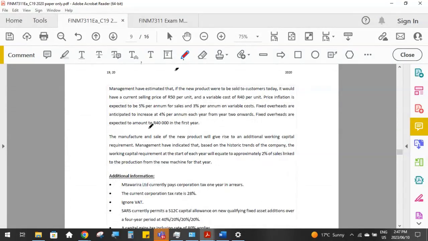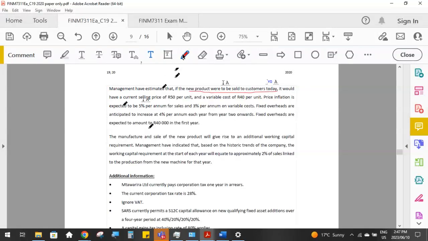And here again, you've got to read the language very carefully. Remember, in terms of year 0, year 1, year 2, you've always got to look at the timing of the cash flow that they're describing to me. So they said management has estimated if the new product were to be sold to customers today. So today is time 0. It is already the present. It's not the future, not next year when the machine is working. It's today, present, time 0.